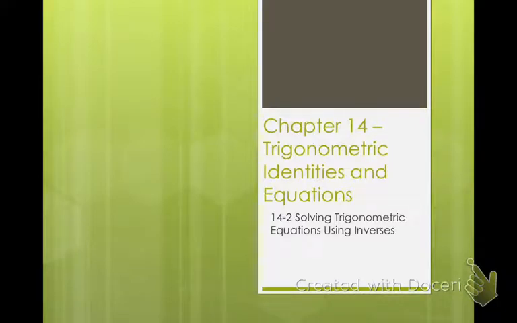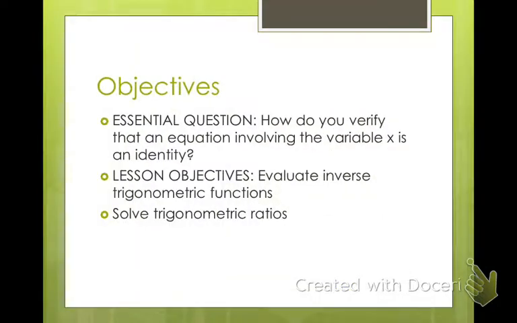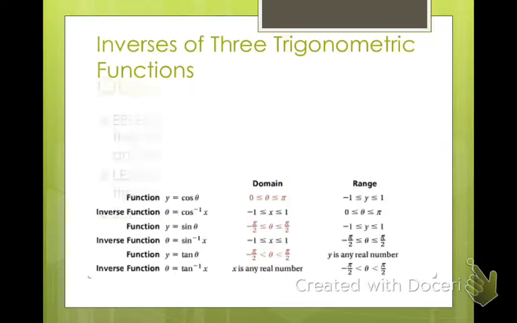The next section in trigonometric identities and equations is solving trigonometric equations using inverses. So we're going to learn some inverses and what inverses mean. How do you verify that an equation involving the variable x is an identity is the question we're going to be answering. So we're going to evaluate inverse trigonometric functions and solve trigonometric ratios.